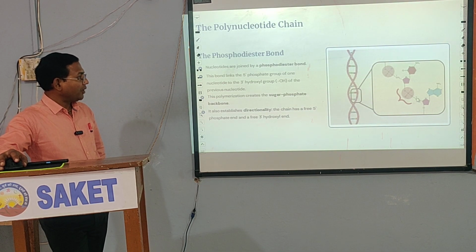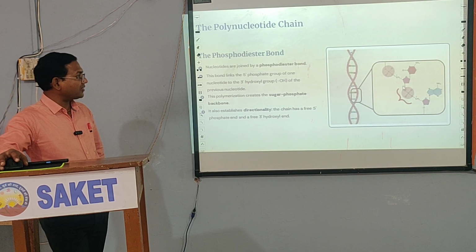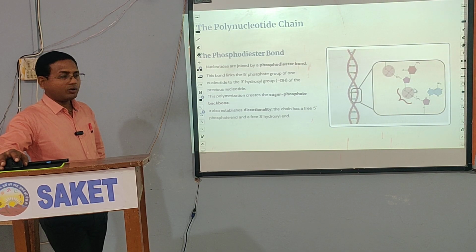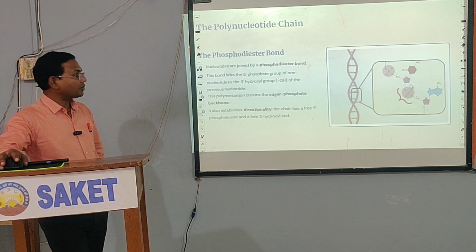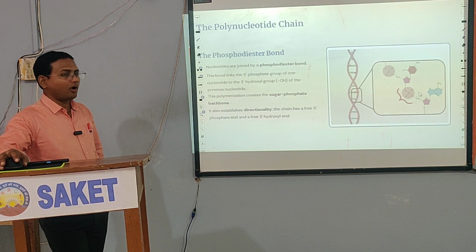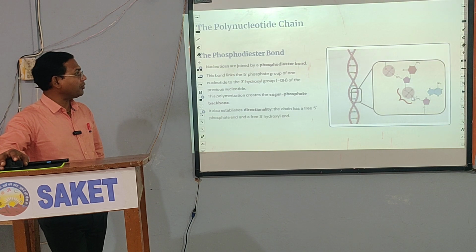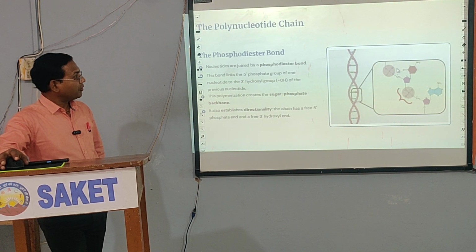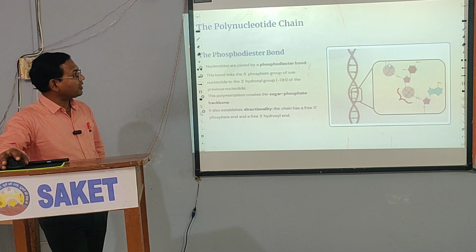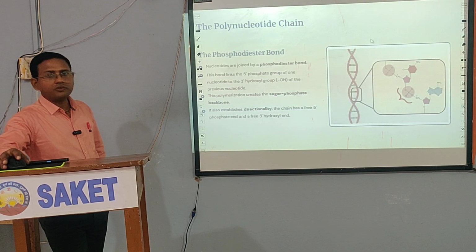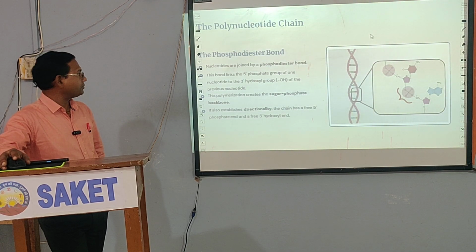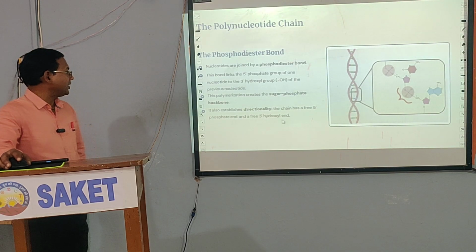In this way, we have one ester bond here and one ester bond here. Therefore, both bonds together are the phosphodiester bond. So these phosphodiester bonds help to interconnect the successive nucleotides. In this way, nucleotides keep on connecting and form a long polynucleotide chain, which you can see here.